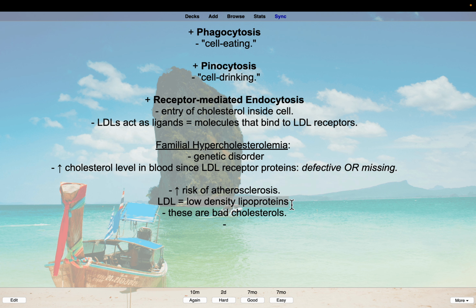It's already stated here. Low density lipoproteins. These are bad cholesterols. I just said that.